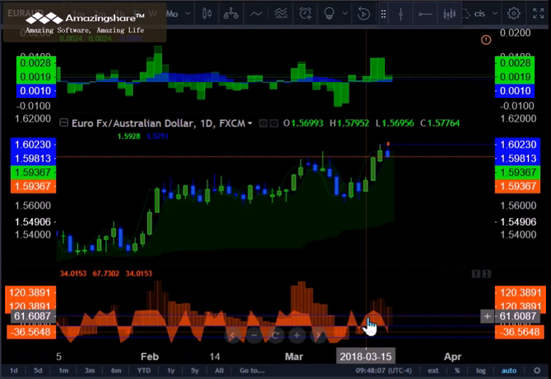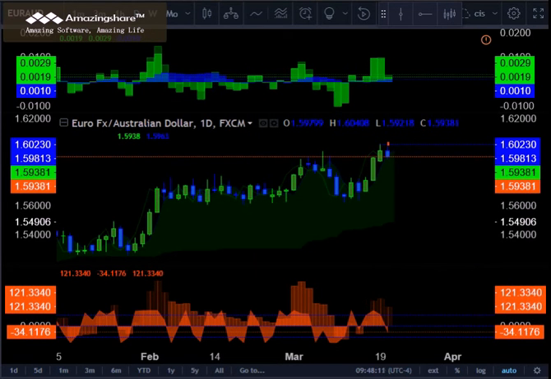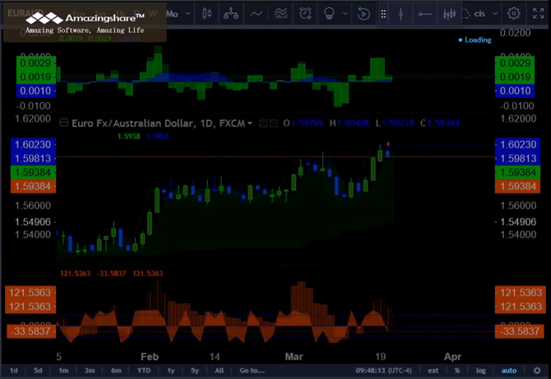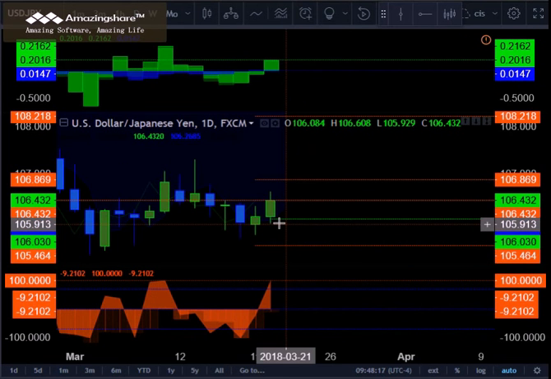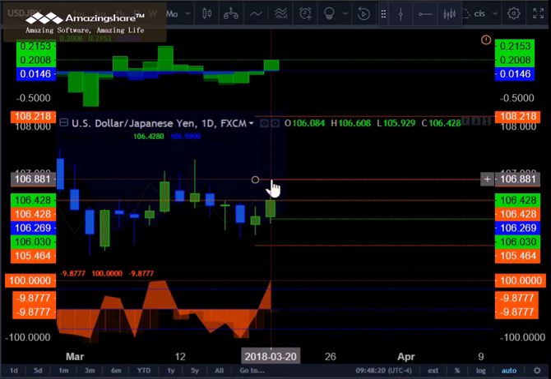A couple other trades very quickly. US dollar Japanese yen trade. We took a long position at the 106.03 area, looking for a potential move all the way up to the 106.80. We have gotten out of that trade already, but there still is a potential upside there.